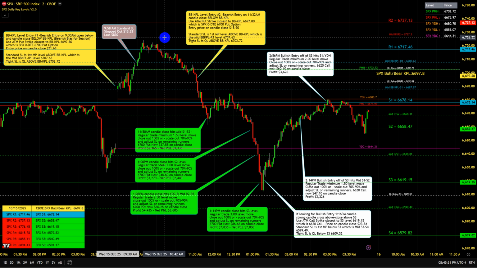And we're going to use the same stop losses as we did before. Since this is off of the same level, it's a bearish play, it's the same stop losses. First midpoint above is the standard stop loss, first QL above is the tight stop loss. But as you can see, in this particular case, neither one of those was breached, as we got a continuing move down.